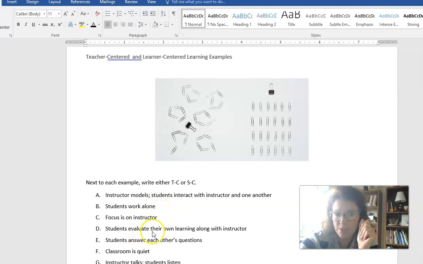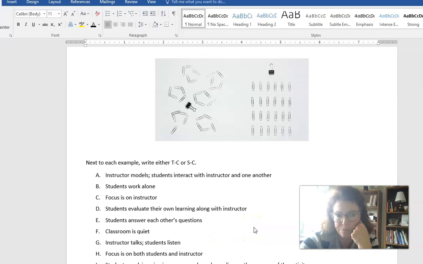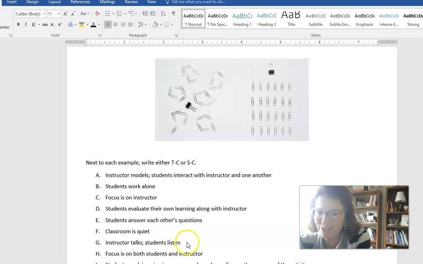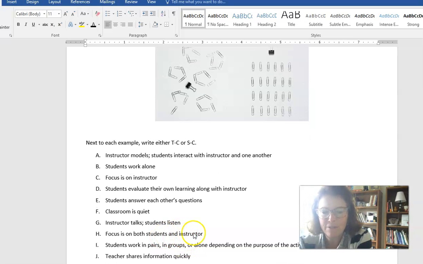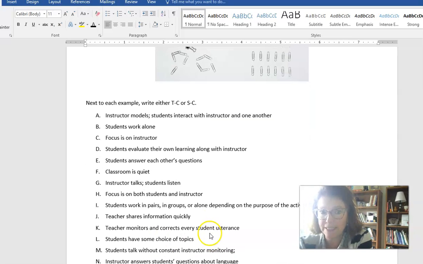Teacher-centered. Students evaluate their own learning along with the instructor. That's student-centered. Students answer each other's questions. That's student-centered. Classroom's quiet. This is generally teacher-centered. Instructor talks. Students listen. Teacher-centered. Focuses on both students and instructor. That's student-centered. Students work in pairs, groups, that's student-centered. Teacher shares information quickly. This is teacher-centered.